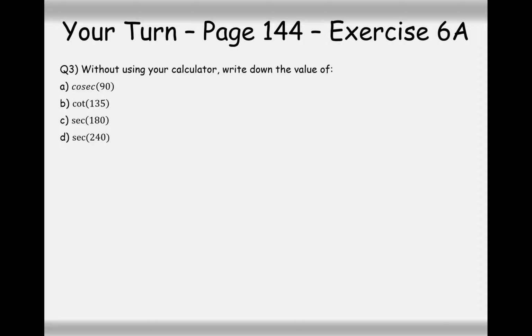Okay, your turn to have a go at this question here. Without a calculator, put that calculator to the side. Write down the values of these four expressions here. Okay then, let's get started. So part A, cosec is the sine one, so 1 over sine 90. Sine 90 is 1, so this is just going to be 1 over 1, which is 1.